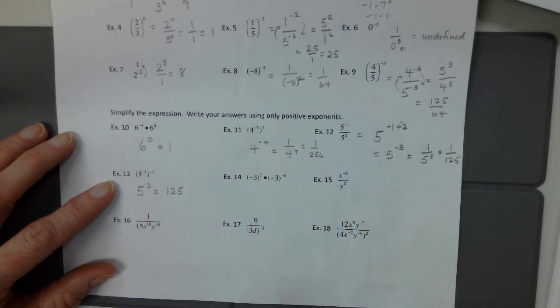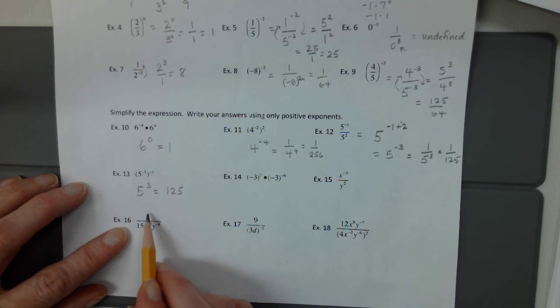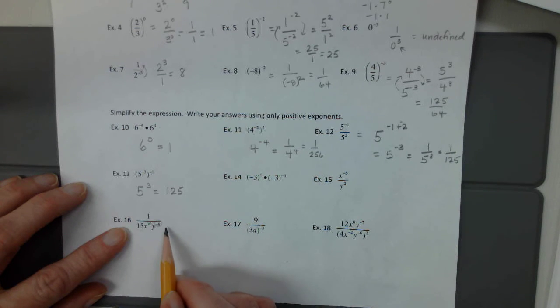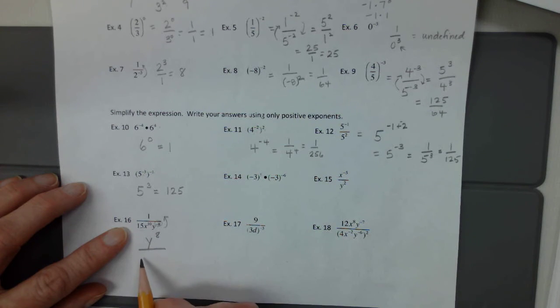Okay, I'm going to skip down to example 16 here. I have 1 in the numerator. In the denominator, I have 15 x to the 10th y to the negative 8th. Okay, there's nothing that I can do with the x and the y's, but this is a negative exponent. We can't leave an answer with a negative exponent, so I'm going to bump that up to the numerator so that it becomes positive, y to the positive 8th, over, I still leave the 15x to the 10th where it's at.